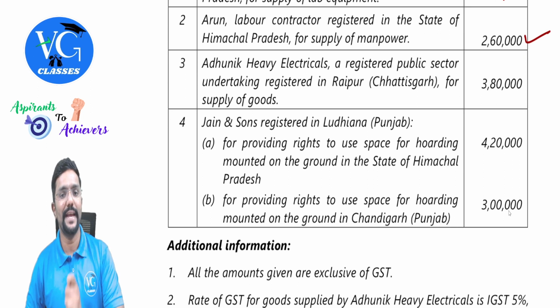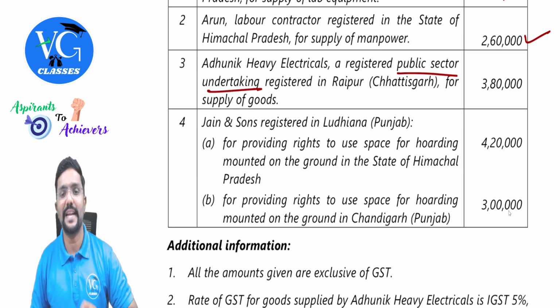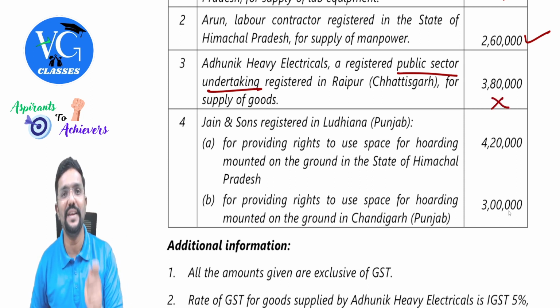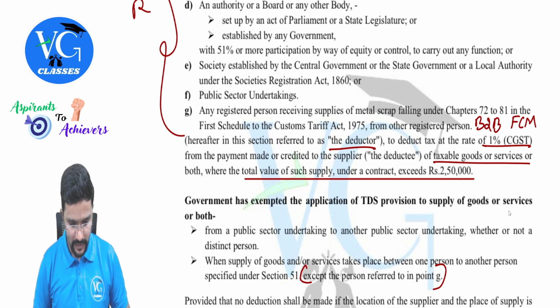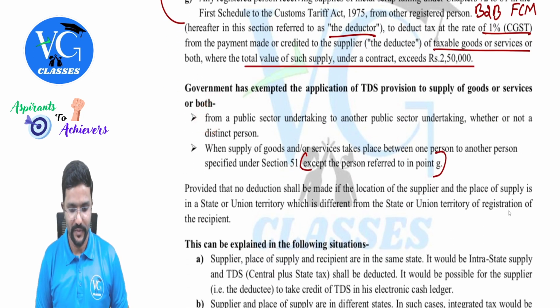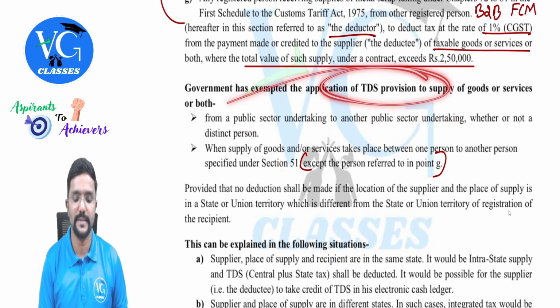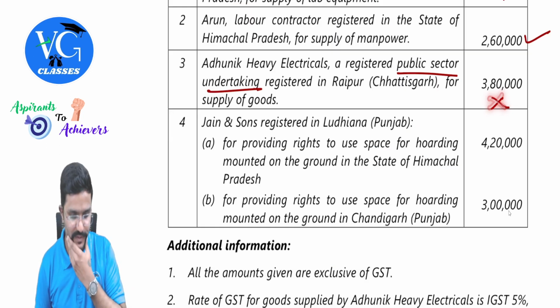Next, Adunik Heavy Electricals, a public sector undertaking, registered in Raipur for supply of goods, 3 lakh 80. Guys, even though the value is more than 2 lakh 50, no TDS on this. Sir, why no TDS? Because PSU to PSU. If supplier and recipient both are PSU, then no TDS. It is given here: from a public sector undertaking to another public sector undertaking, TDS has been exempted. So no TDS on this.